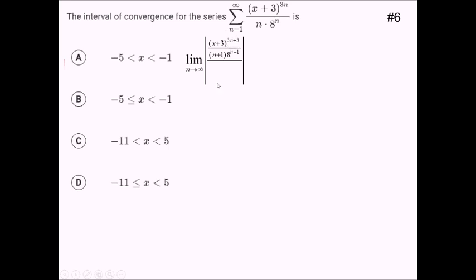So now we have the nth version of this, which is just the original summand down here. Same change flip, we have x plus 3 to the 3n plus 3 times n times 8 to the n.